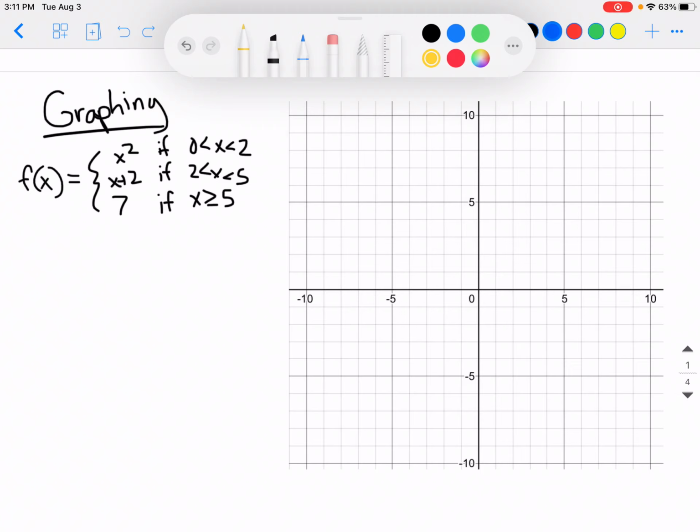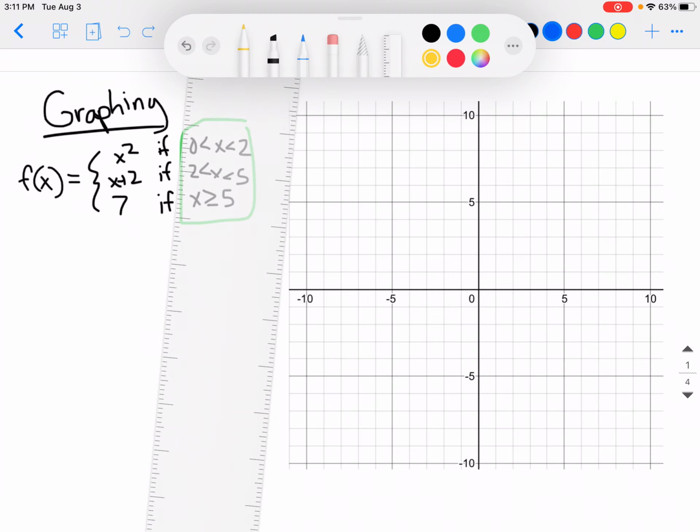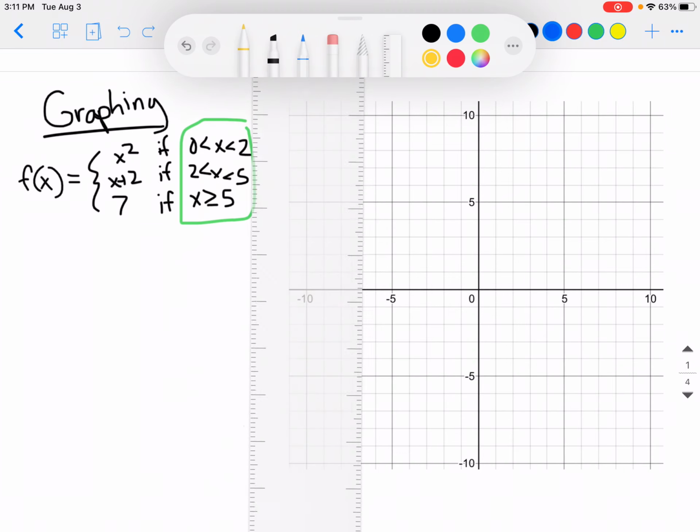Hello and welcome to this video where we're going to graph a piecewise function and then find its domain and range and any intercepts. So first thing we want to do is look right here and find out where we're going to break up our graph. I'm first going to break up my graph at 0.